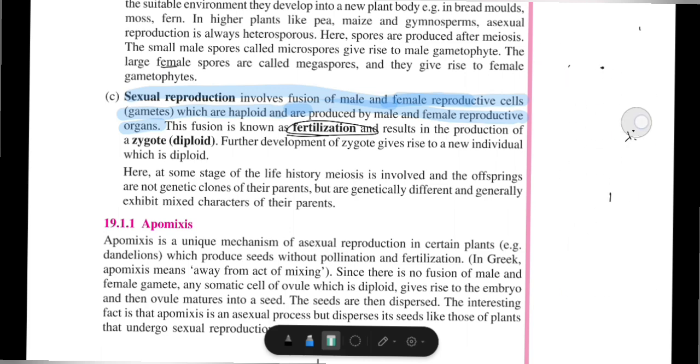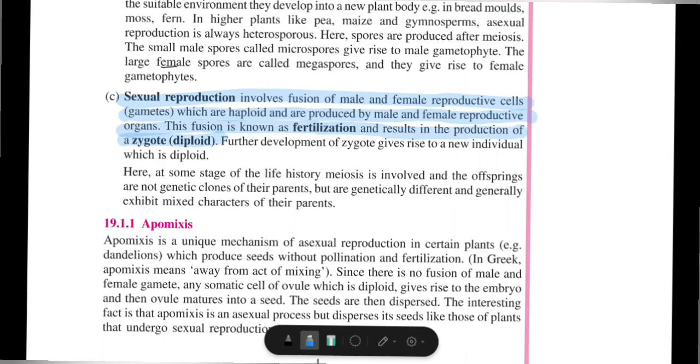What do you mean by diploid? Diploid means it has 46 chromosomes. Haploid means it has 23 chromosomes. So sexual reproduction involves a fusion of male and female gametes, reproductive cells which are haploid and are produced by male and female reproductive organs. This fusion is known as fertilization, and it results in the production of zygote.